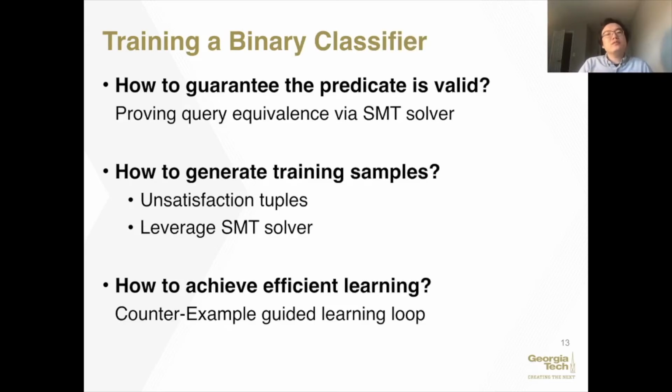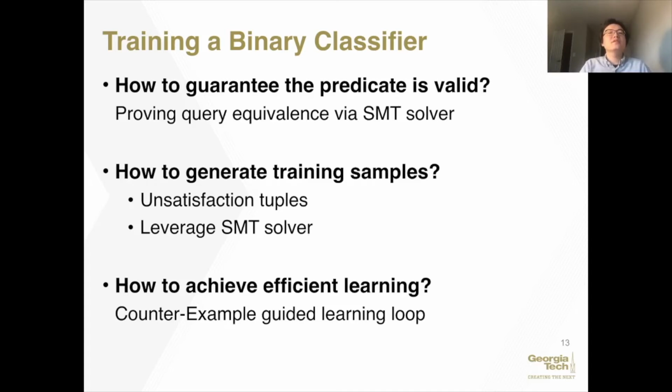So now, how can we synthesize such predicates? If we view predicates more closely, we will find that a predicate is actually a binary classifier. It separates tuples into two kinds: the tuples that are accepted by the predicate and the tuples that are rejected by the predicate. Training a binary classifier is a very standard problem in machine learning. So if we can leverage a machine learning algorithm to train a binary classifier, then we basically get the predicates.